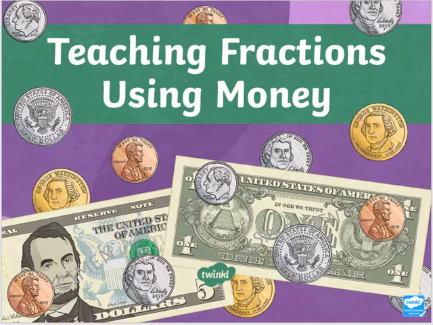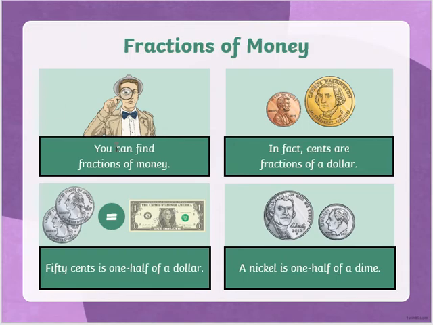Hi kids. Today we're talking about using money to help us figure out fractions. You can find fractions in money. When you break a dollar bill into coins or cents, those are fractions of a dollar. So if you have a $1 bill, 50 cents is 1/2 of a dollar. A nickel is 1/2 of a dime.